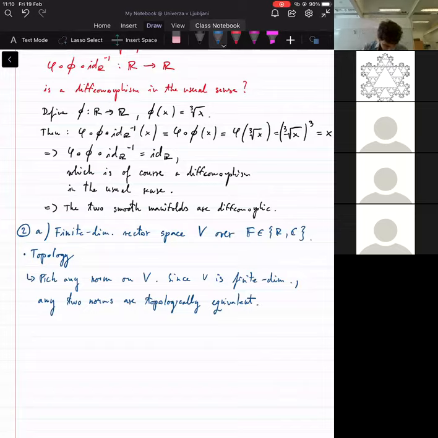Okay, so that's the first thing. The second thing is the smooth atlas. So how do we endow V with a smooth atlas?